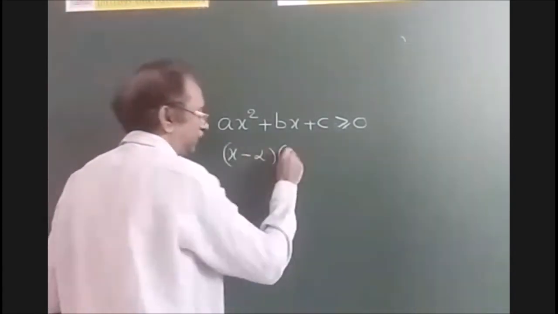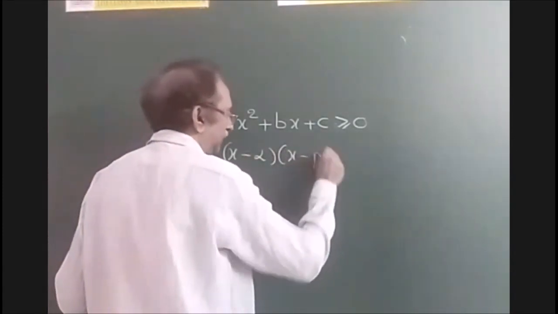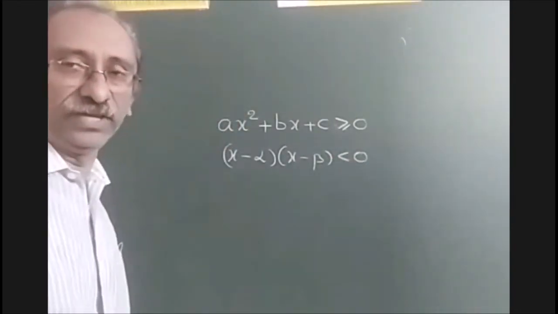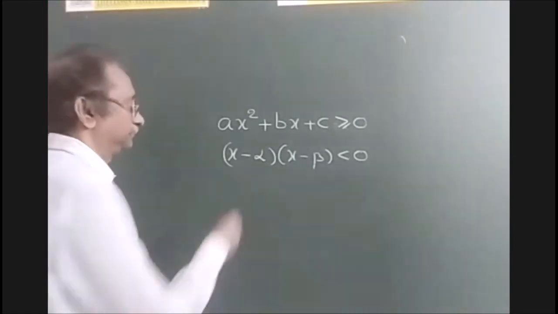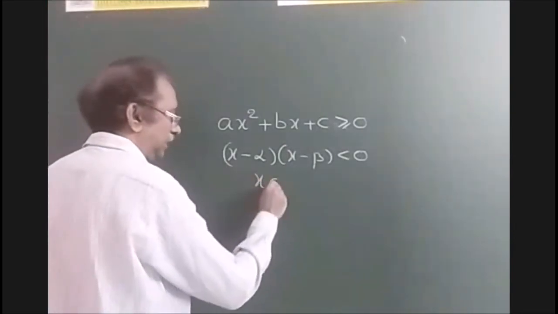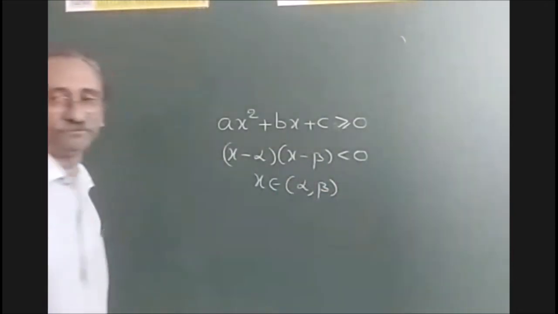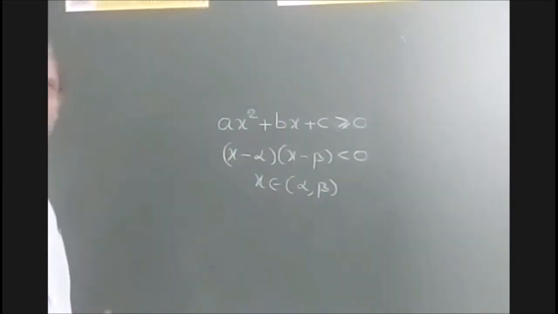As we have seen, there are many formulae. So (x minus alpha) into (x minus beta) less than 0 means x should lie in between alpha and beta. That is, if alpha is less than beta, x belongs to the open interval alpha comma beta. Like that, we have done some problems.